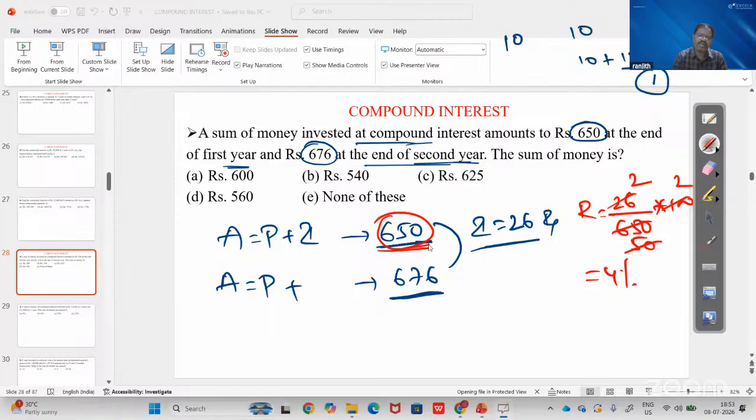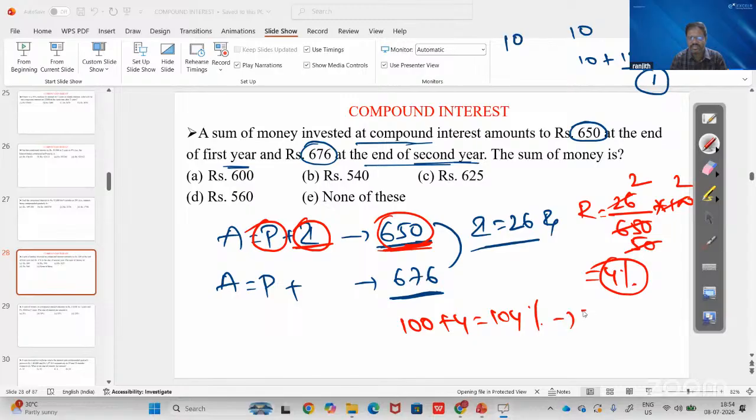After 1 year, I am getting 650 rupees with the rate of 4% per annum. What is the principal I am having? 100. What is the rate of interest? In SI and CI, the interest for the first year will be the same. So that will be 100 plus 4, equal to 104 percent equal to 650. What we need to find out is the sum of money, which is 100 percent.